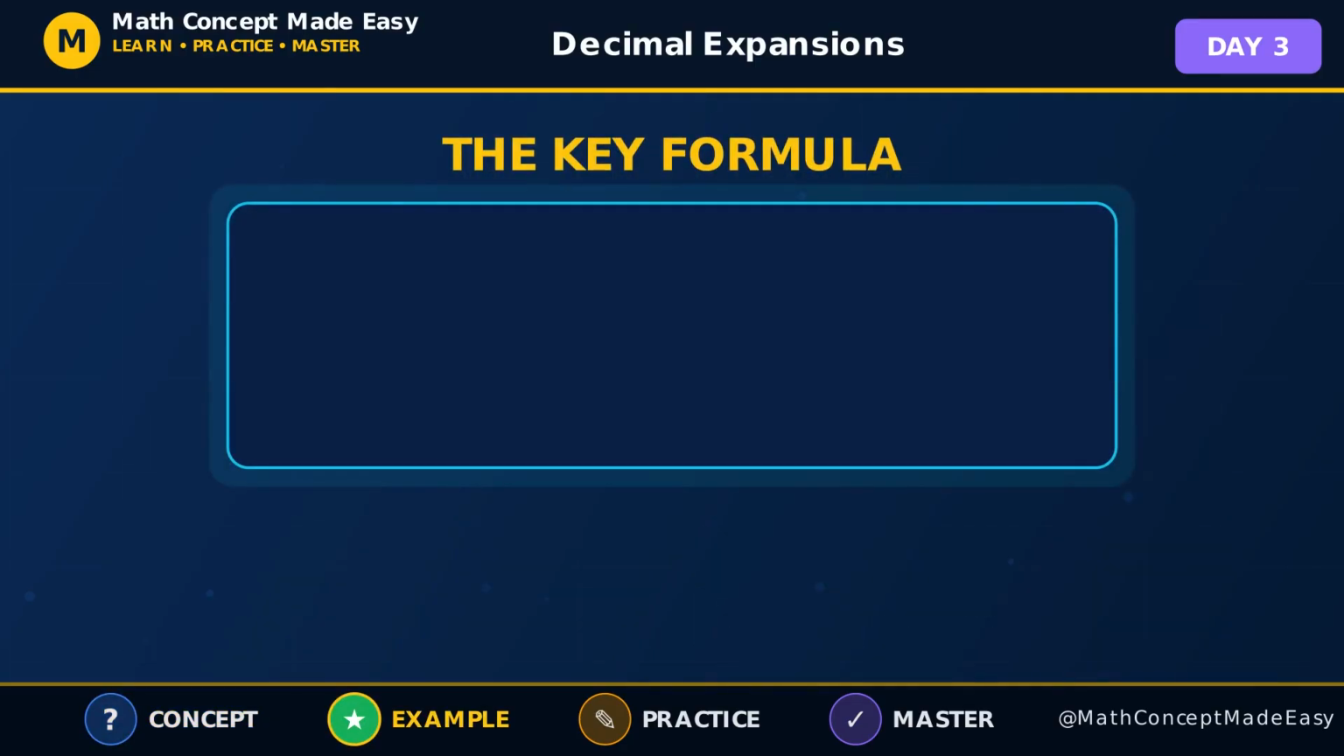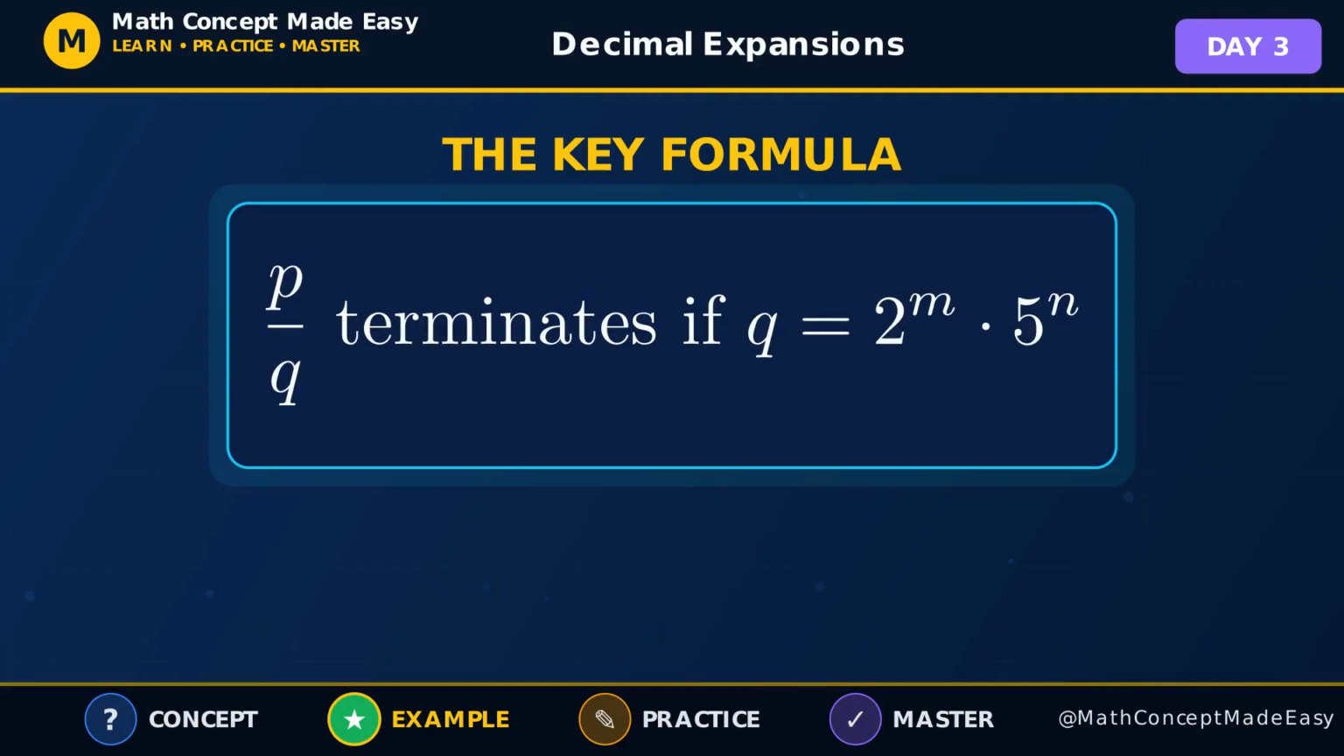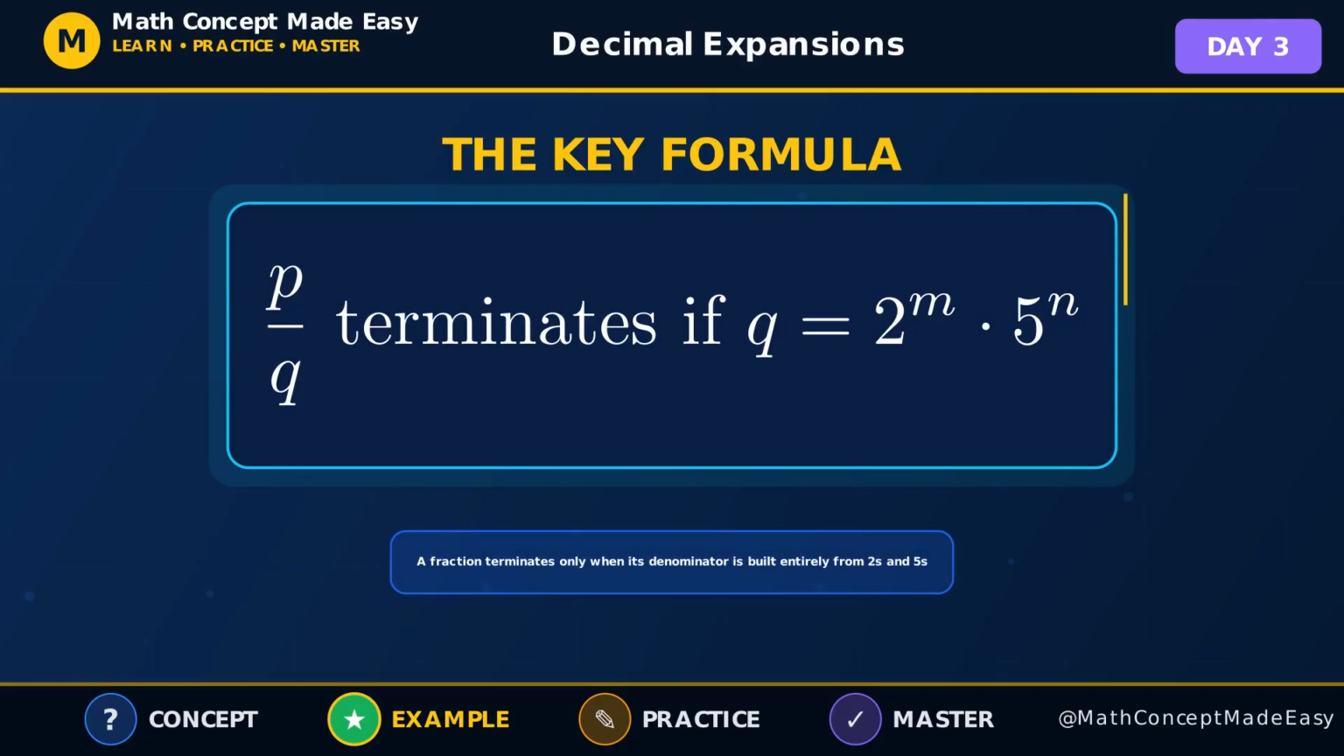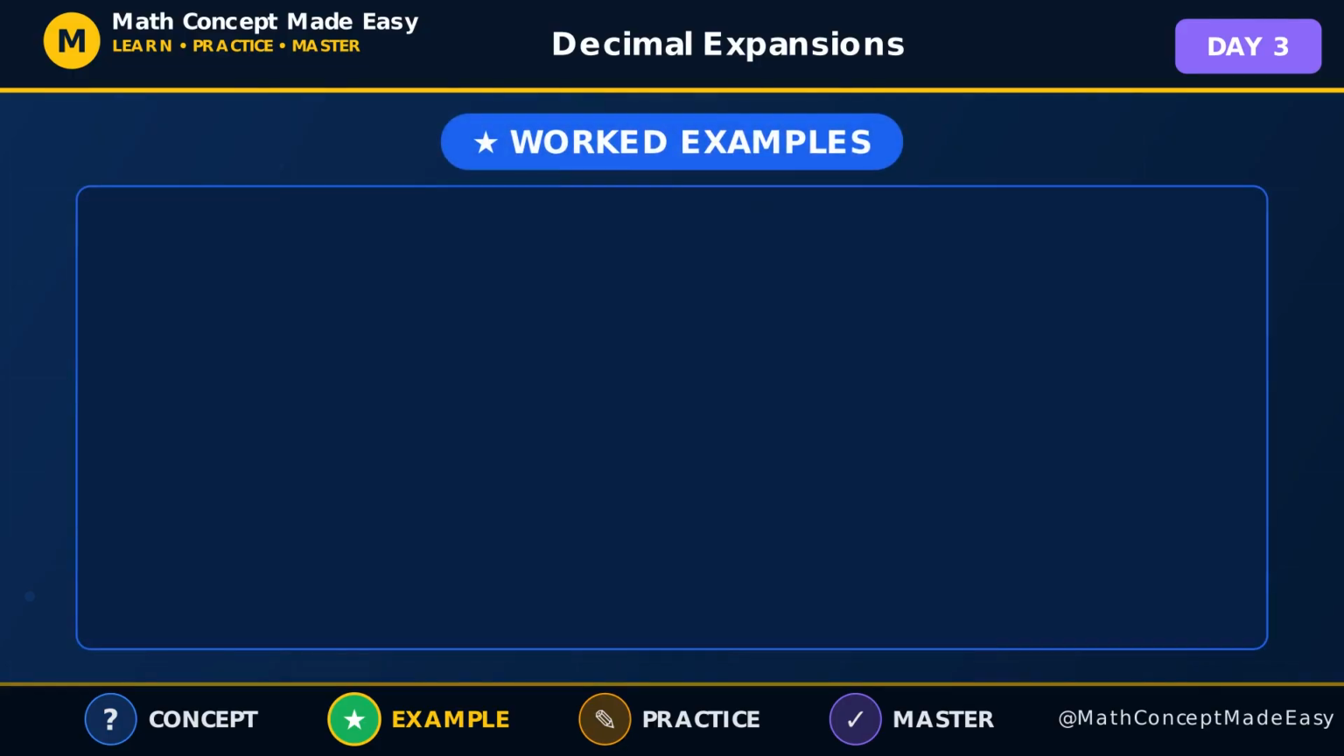Here is the key formula for decimal expansions. The formula is, a fraction terminates only when its denominator is built entirely from 2's and 5's. Watch how each part appears as I say it. Do not just memorize the symbols, make sure you understand what each one represents, because that is what the exam really tests. Let us put this to work with real examples, one step at a time.